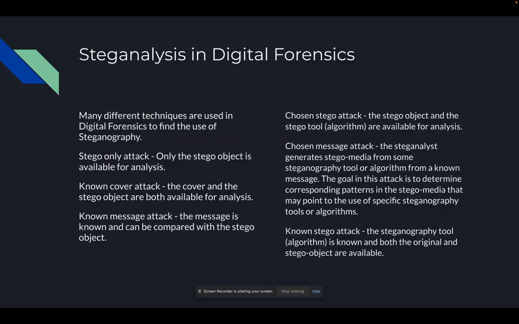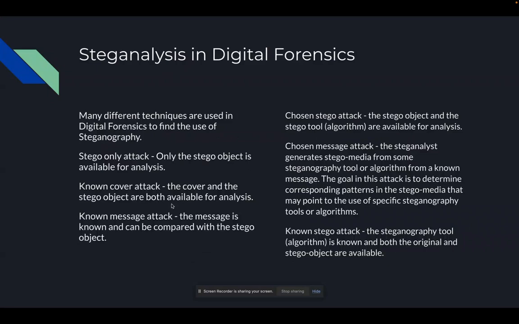So here are a few different techniques used in digital forensics and steganography. We have the stego only attack, which is whenever the stego object is available for analysis. A known cover attack, in which the cover and the stego object are both available for analysis. A known message attack, in which the message is known and can be compared with the stego object. A chosen stego attack, in which the stego object and the stego tool or algorithm are available for analysis.